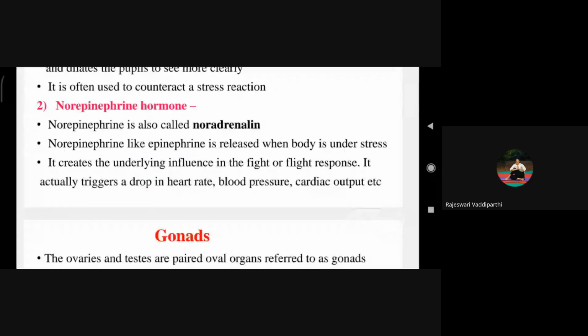Okay. So next is norepinephrine hormone. Norepinephrine hormone is also known as noradrenaline. So norepinephrine, like epinephrine, is released when the body is under stress. It creates the underlying influence in the fight or flight response. It actually triggers a rise in heart rate, blood pressure, cardiac output. So almost this is also doing the same. It actually influences the fight or flight reaction.